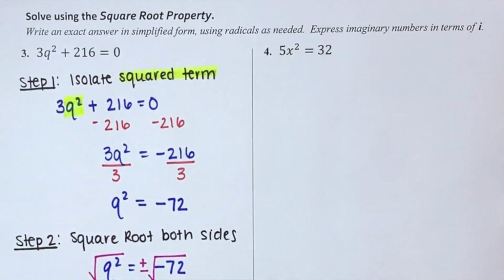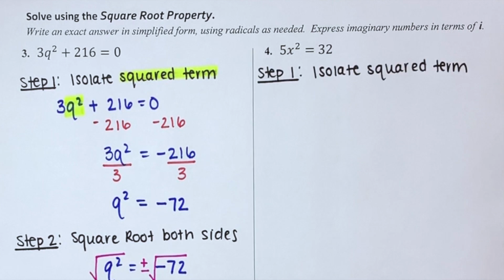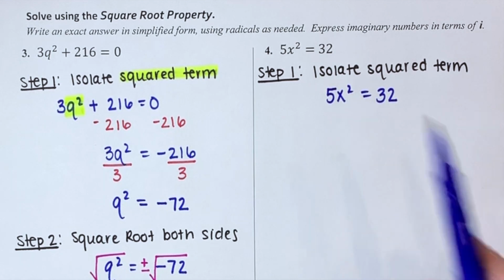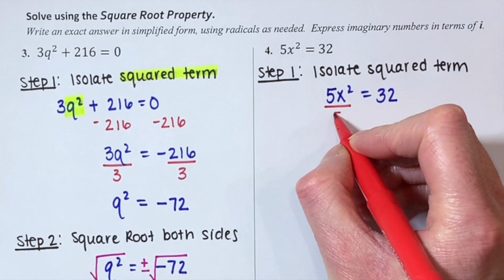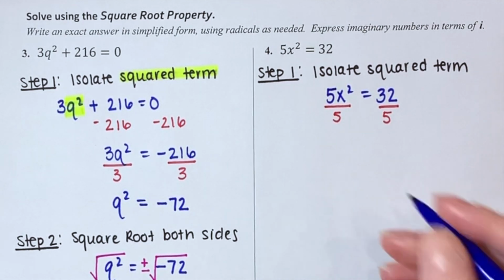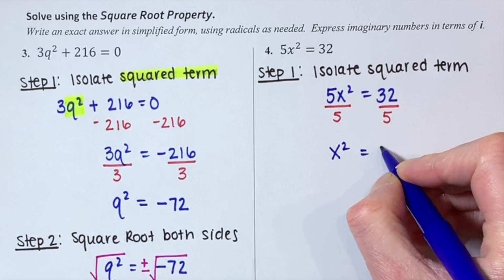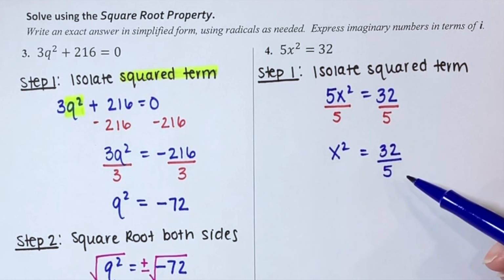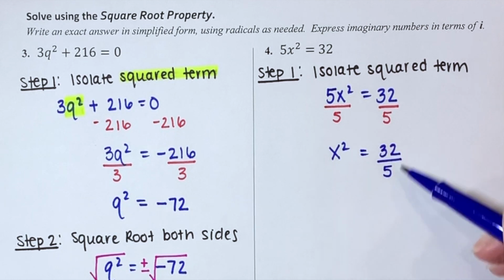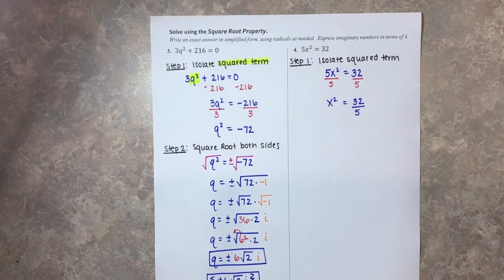Let's take a look at example number 4 here. So if we're solving using the square root property, we're going to first isolate the squared term. So if this is our original problem, the squared term is the x squared, so we need to isolate x squared. And to do that, let's go ahead and divide both sides by 5. And that leaves us with x squared is equal to 32/5. Now this fraction cannot be reduced, and we don't want to convert it to a decimal, we want to leave it in fractional form. Step 2, we want to take the square root of both sides.